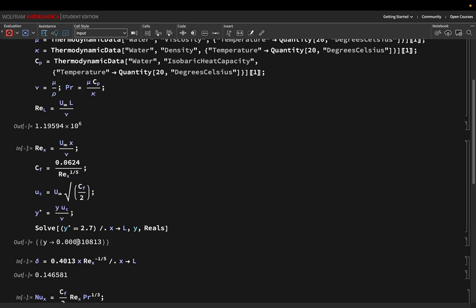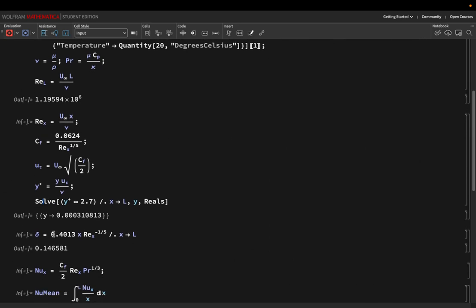Similarly, now that I have the value of y and x, I can use the correlation that I developed previously for delta. Delta by x is 0.403 times Rex to the power minus 1 by 2. Substitute the value of x equal to 6 meters. That will give me the value of delta.